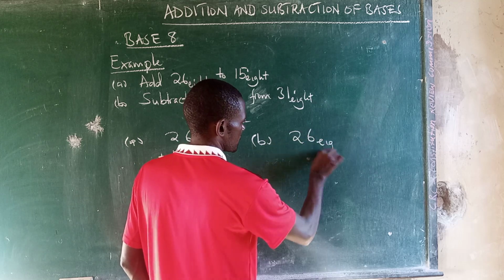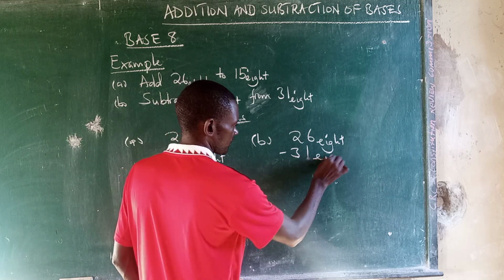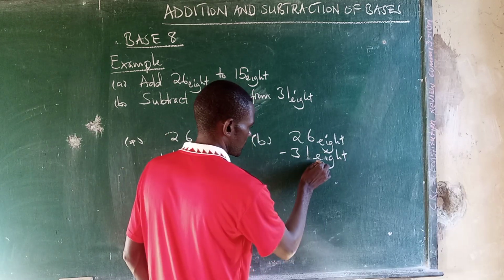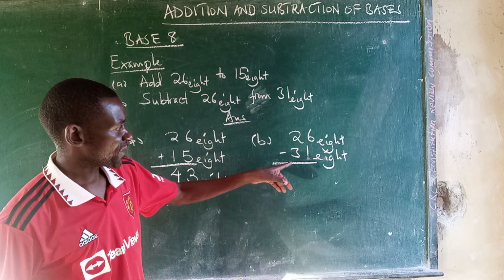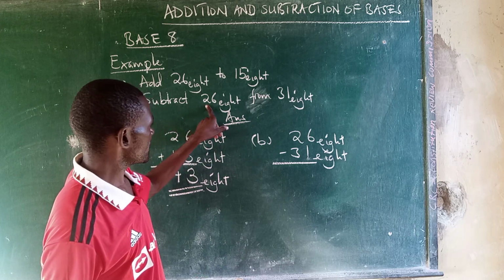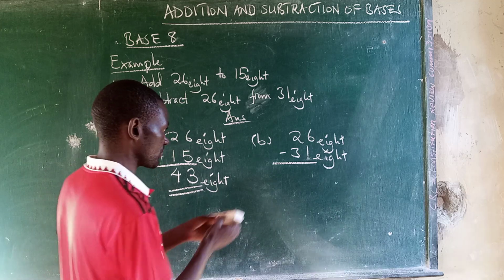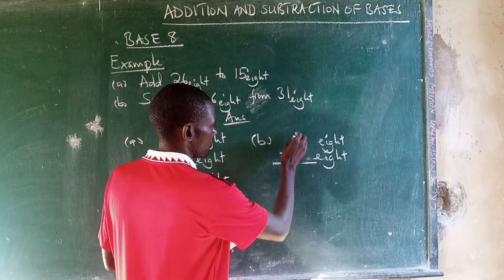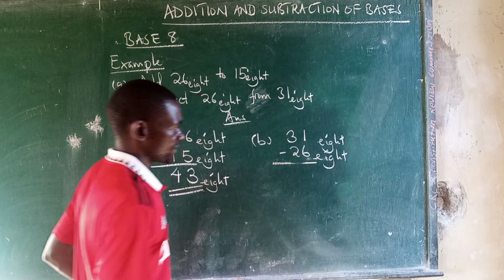We can also look at how we can subtract 26 base 8 minus 31 base 8. So basically what we are doing is just the same. In our subtraction here, we are saying subtract 26 base 8 from 31 base 8. So let me put the bigger one, 31, first, and then here we have 26 like that.